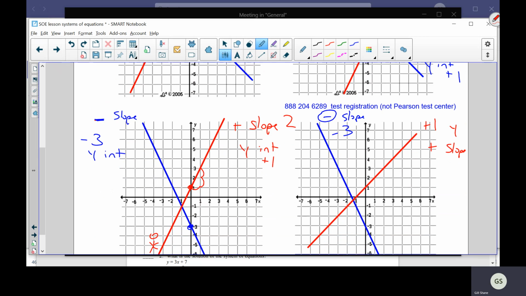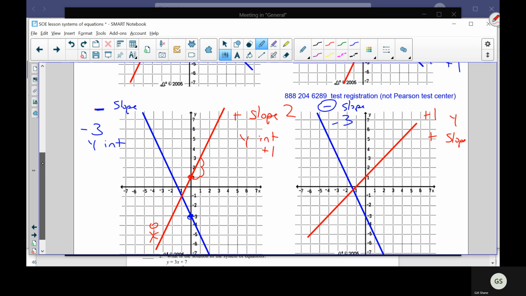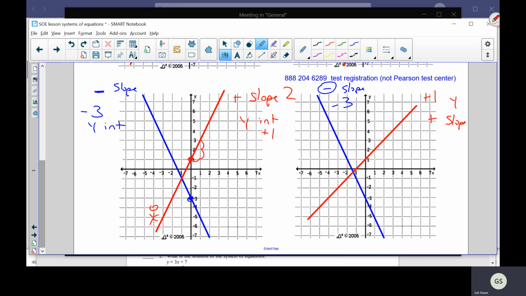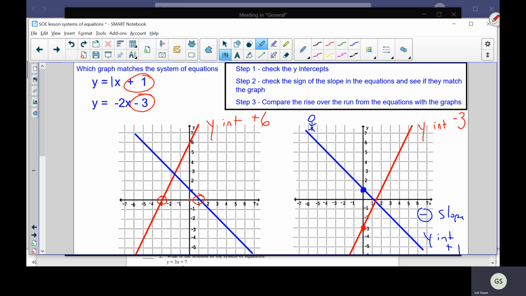Oh, wait, actually, hold on. Yeah, no. So now, just to check it, we'll do this. So the slope should be over 1 up 1. So that's a slope of positive 1. So when the y-intercept is 1, the slope should be 1. Y-intercept is 1, slope is 1.